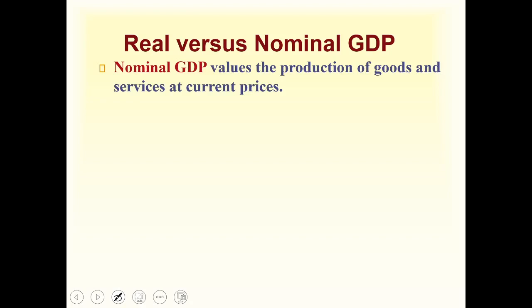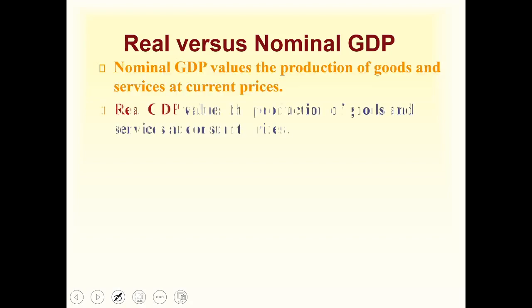But what is real GDP? Real GDP values the production of goods and services at constant prices. So what does this mean? This simply means that every year in every country there is inflation, or an increase in the price level. So for example, if the jeans were produced today for $10, last year they might have been produced for $9, but because the price level increased, the jeans became more expensive.